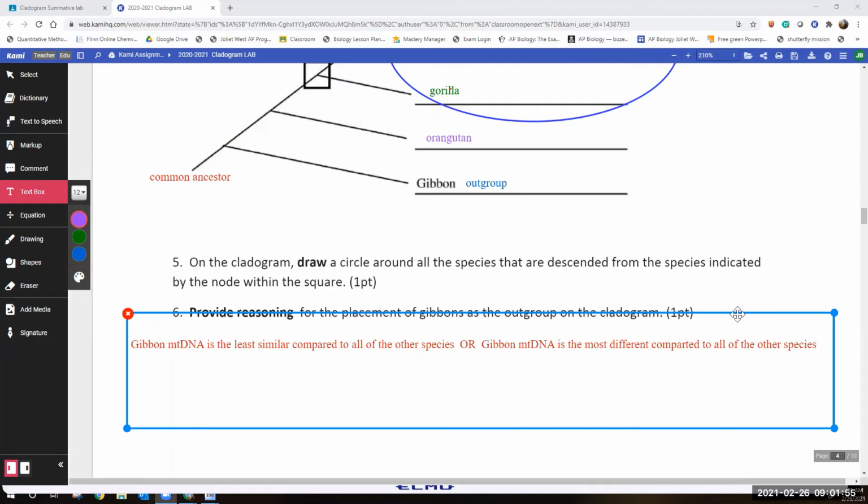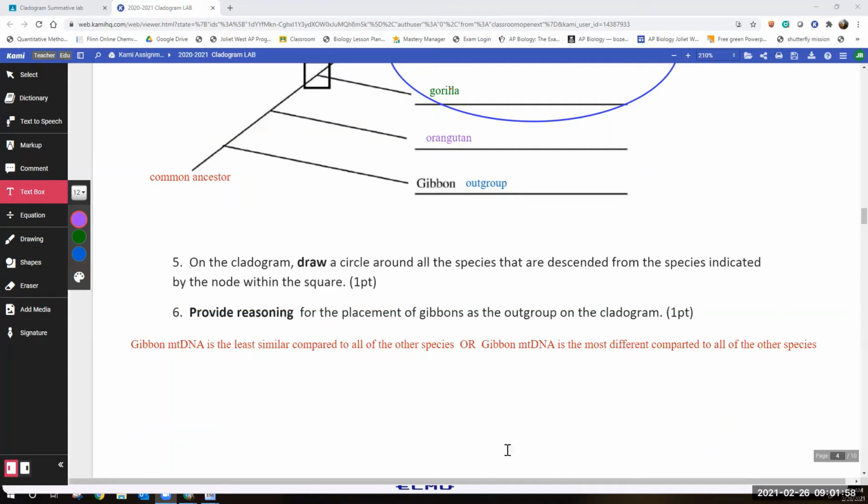Give me a thumbs up if you're feeling pretty good now with this cladogram. Priscilla's feeling good. Gabby's good. Ava's good. Mare is good. Lots of people are good. Lots of thumbs up. Awesome.